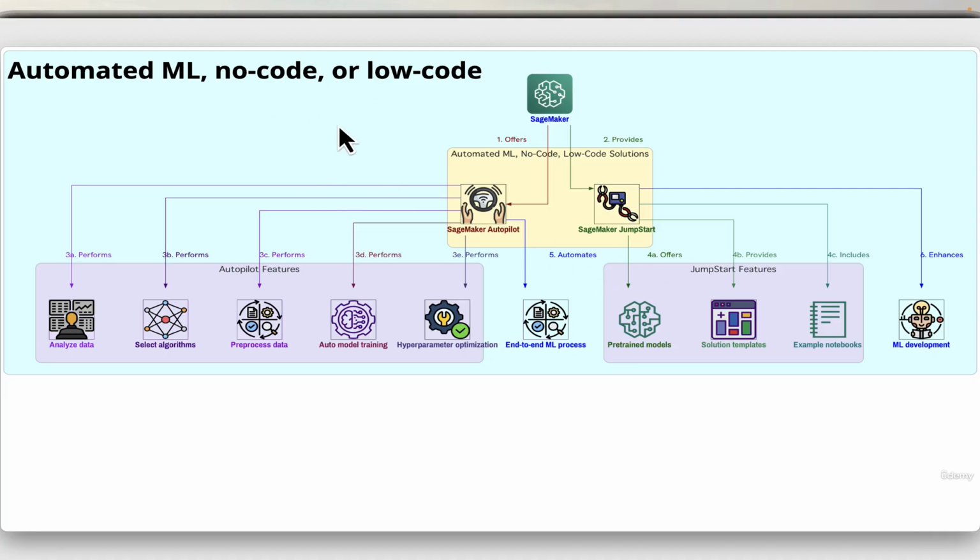So no code is, there is no code involved. Basically you have point and click, and low code probably is Jumpstart, where you have to write very little code. Like you just have to give some configuration or maybe write very few scripts or code. So there are two solutions under that.